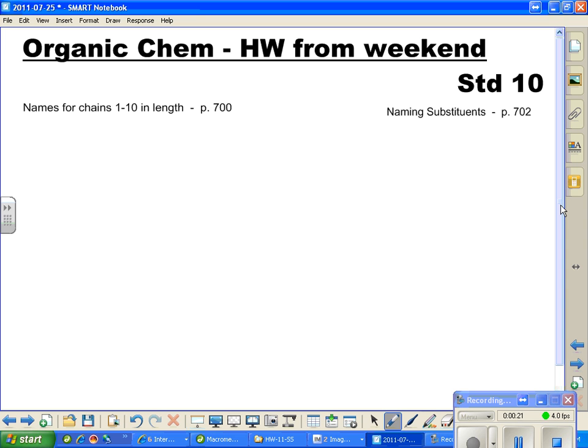What we just did before turning on the recording is we looked at page 702 to see what substituents were named by and how they were named. And then we also looked at page 700 to see what the base names are of the alkanes, or they call them the root names. Okay, so this is where you're going to find the root names.